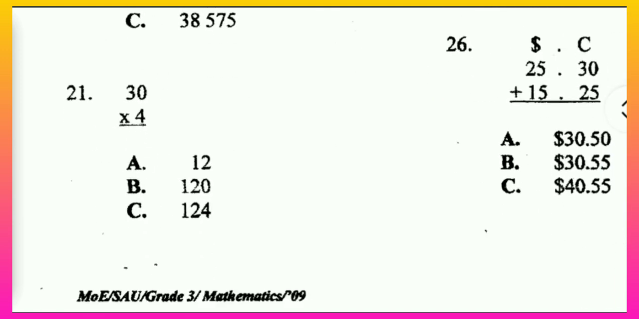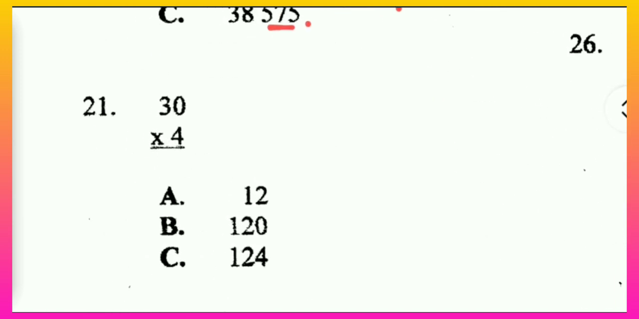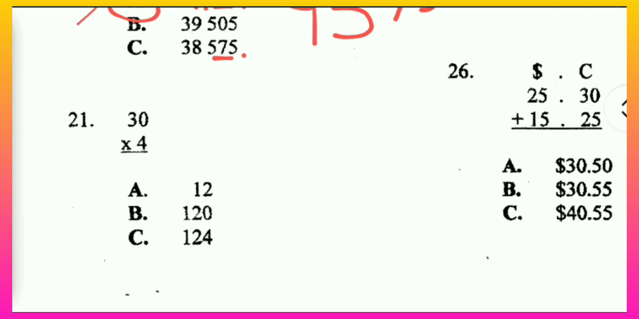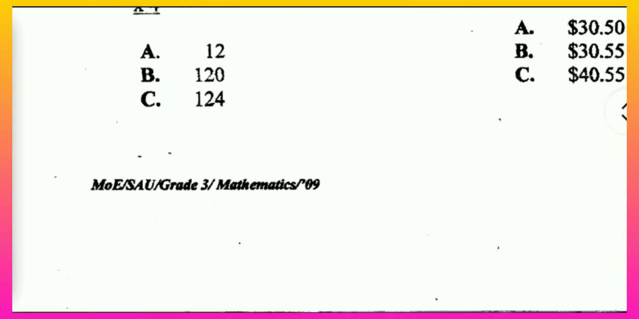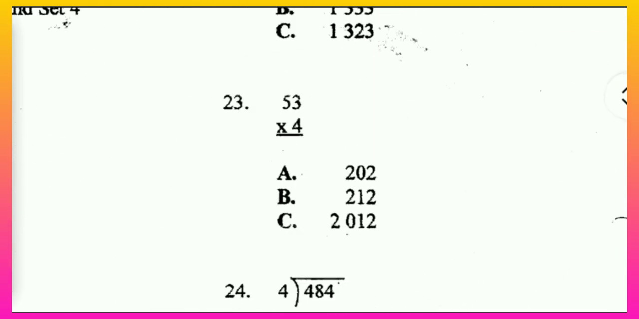So 21. This one is multiplication. Again, same direction. You go this way. So 4 times 0 is 0. 4 times 3s. And then you don't even have to go. You look if any of the responses end in 0, and it's B, so we don't need to complete working out because only B ends in 0, and our last digit there is 0.